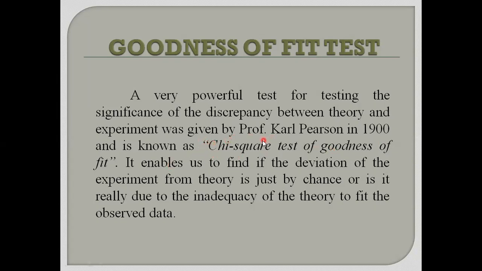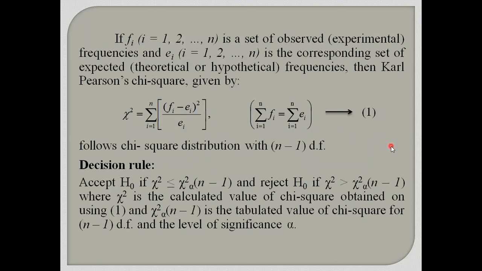This was first given by Professor Karl Pearson in 1900. It enabled us to find if the deviation of the experiment from theory is by chance. That difference I told, from the theory to the experiment, there will be a difference. It will come. We will tell whether it is by chance or due to the lack of explanation of the theory or lack of observation data of the theory. We will tell by this goodness of fit test.